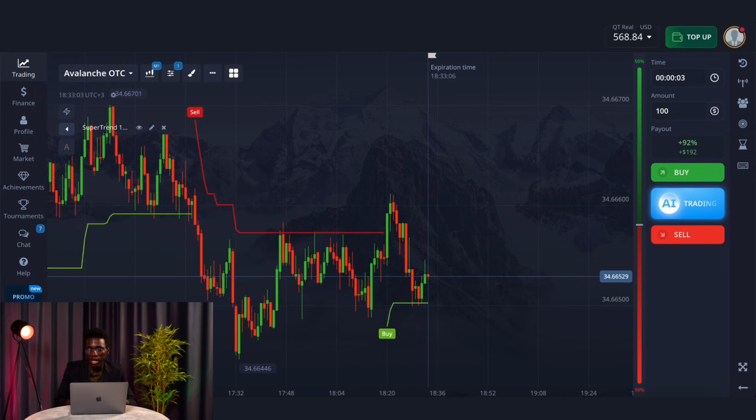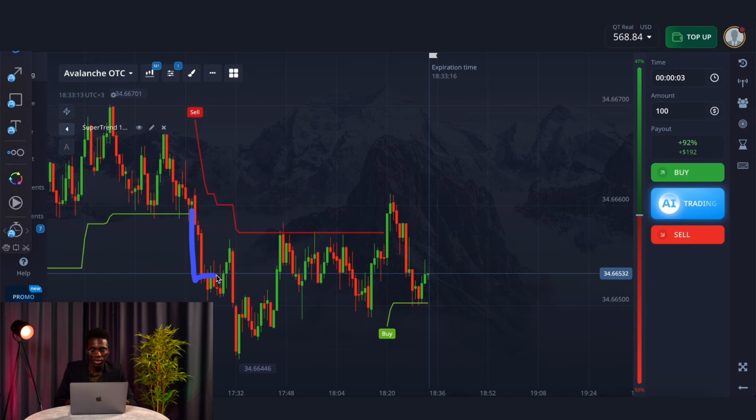Yes, this is another good example. Let me take my brush. As you can see here, the red candle, that's the bearish candle, crosses the green line here. This shows us a very good opportunity to catch a very good sell here. And also, ladies and gentlemen, where the buyers cross the red line, you can see that is also an opportunity to catch a very good bullish trend.